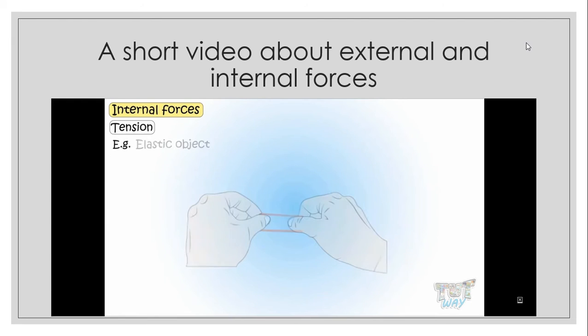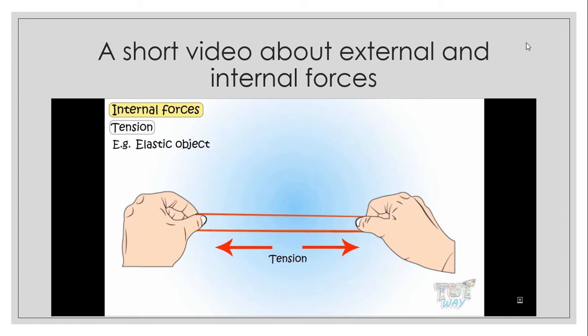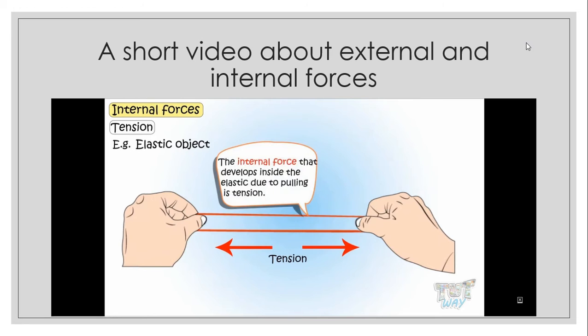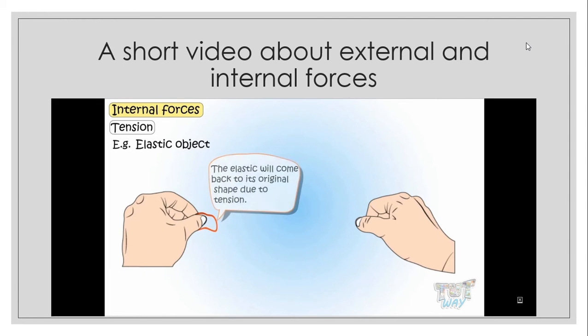Examples: take a rope or an elastic object. Now pull it from both sides. Now, the force that develops inside the rope due to pulling is tension. When you release the pulling force, the elastic will come back to its original shape due to tension.